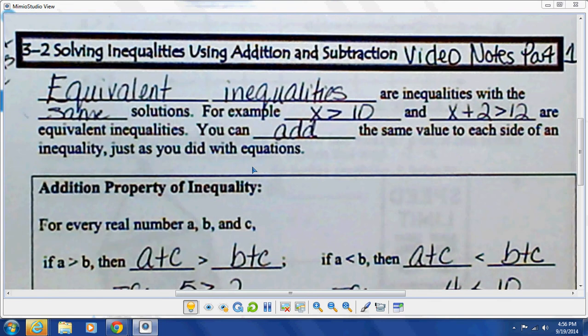Okay, today we are going to be working on video notes 10. This section is part 1, which is over adding and subtracting inequalities.